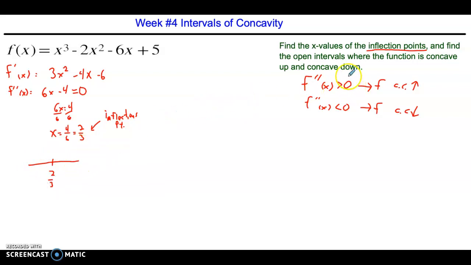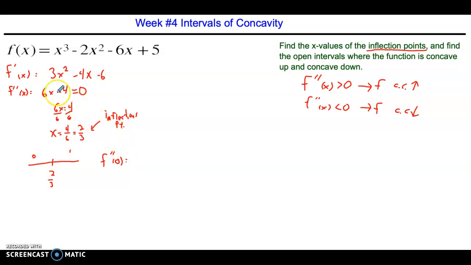Great. What we are looking for is this. We want the second derivative to either be positive or negative. We know where the second derivative is equal to 0. So what we do is we test some numbers. I'm going to pick 0 and I'm going to pick 1. And we're going to test them. Again, we're looking for the second derivative to be positive or negative. So we take those test numbers, the 0 and the 1, that are on either side of our inflection point, and we plug them into the second derivative.